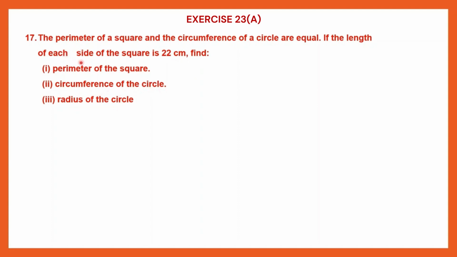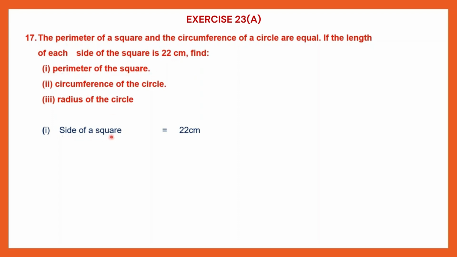So when you have a word problem, the first thing to do is see what is given. What is given to us is the side of the square, and the side of the square is given as 22 centimeters. This is the only thing that's given to us, and we are also told that the perimeter of a square and the circumference of a circle are equal. Now let's see what we are asked to find. We are asked to find, question 1, the perimeter of the square.